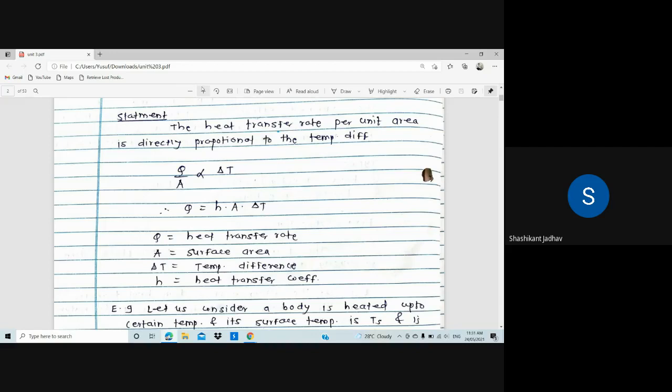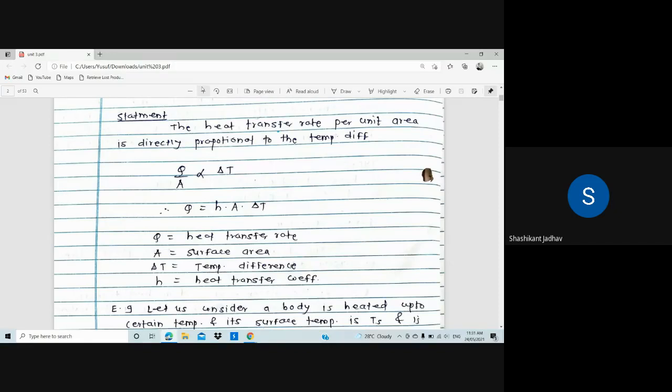Therefore, write down the equation. As we know, for Newton's law of cooling the proportionality constant is H, that is the heat transfer coefficient for convection. So write down the equation: Q is equal to H into A into delta T.